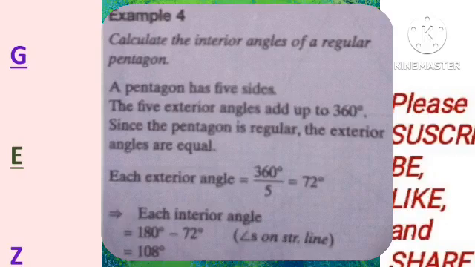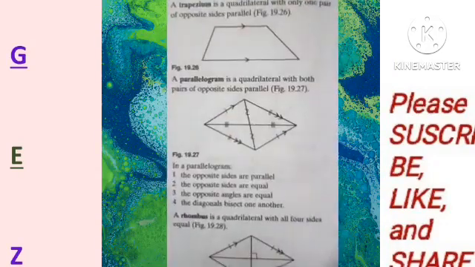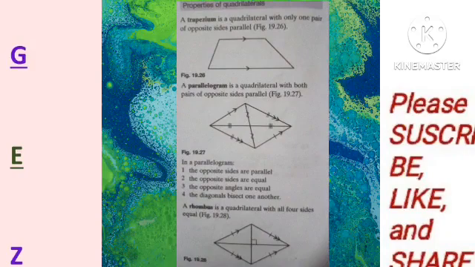Now next, each exterior angle must equal 360 degrees divided by 5, which is the number of exterior angles. So that would give 72 degrees for each. So that means each interior angle will be equal to 180 degrees minus 72 degrees. The reason why we are subtracting this is that the interior angle and the exterior angle add up to 180 because they are angles on a line. Now let's pause right there and continue on quadrilaterals.